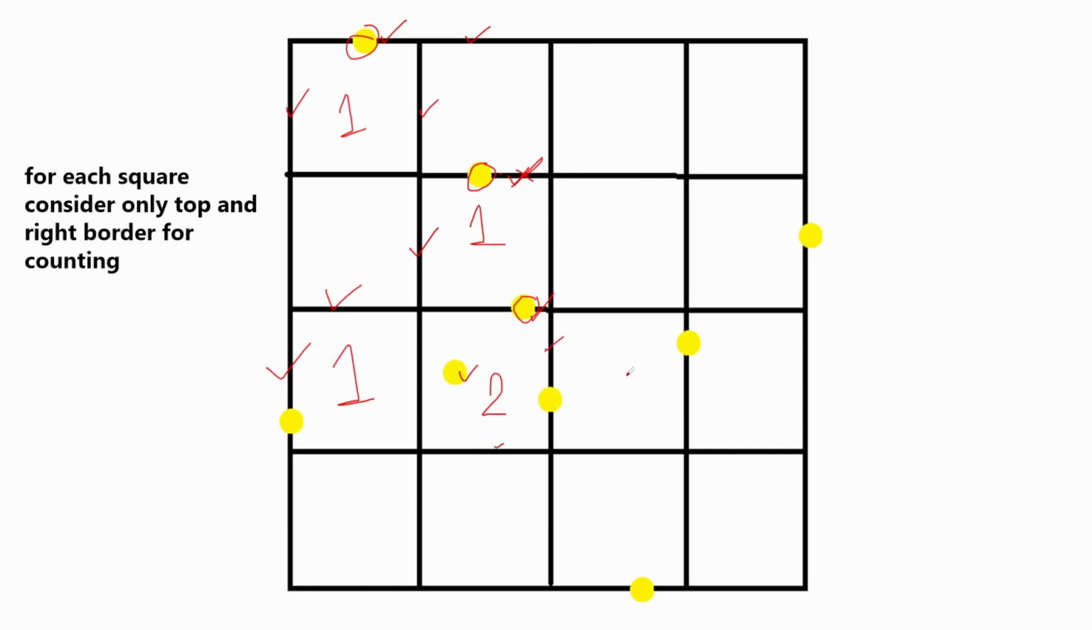Then I move off to the next square over here. Now I'm going to take this into consideration. I have one cell in this box. Moving on to the next box, again I have one cell.